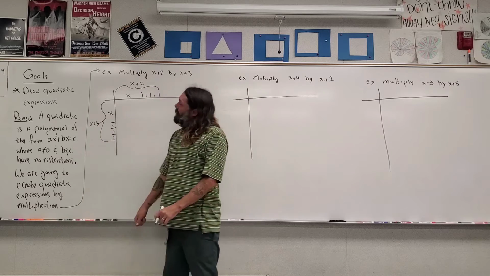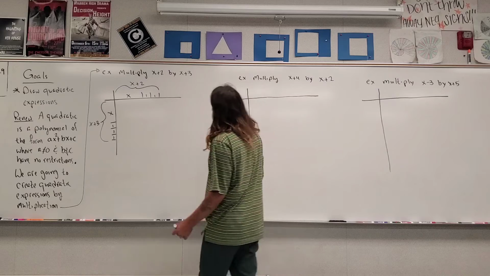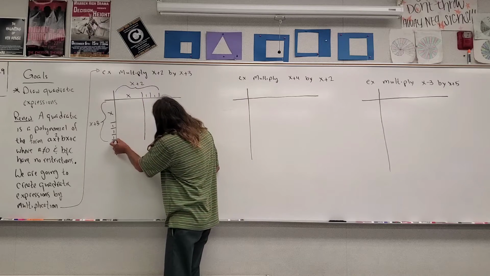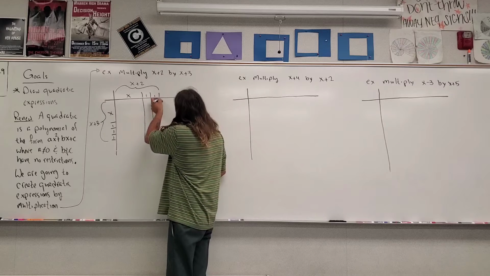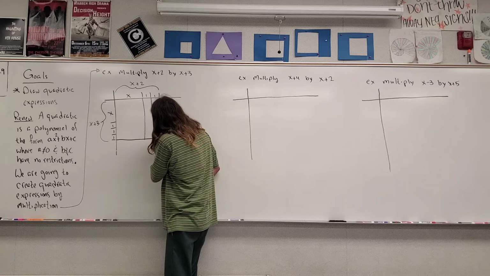Now to multiply this is very easy. We just extend the lines and count. All right, so I'm going to extend this line down to about here, extend this line down to there, extend this line down to there, extend these over.